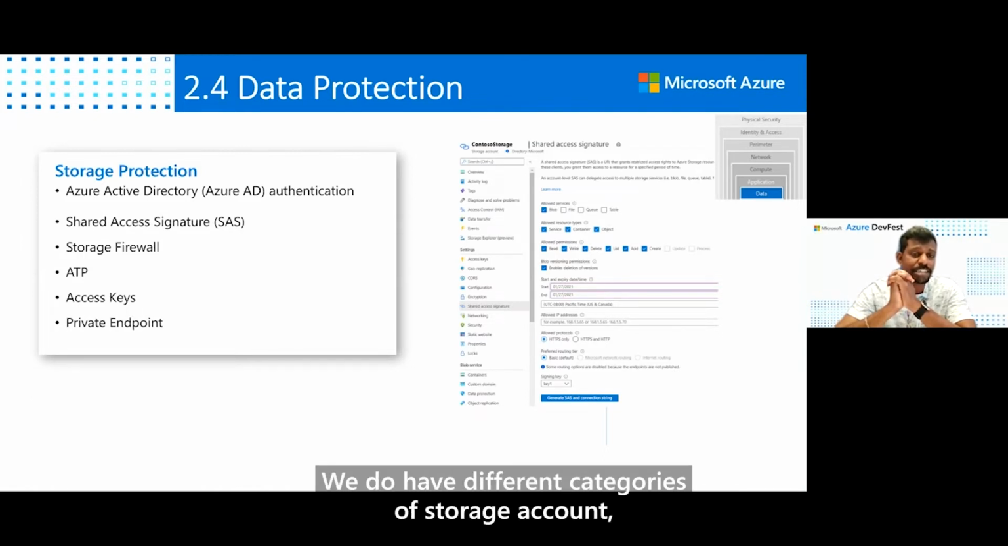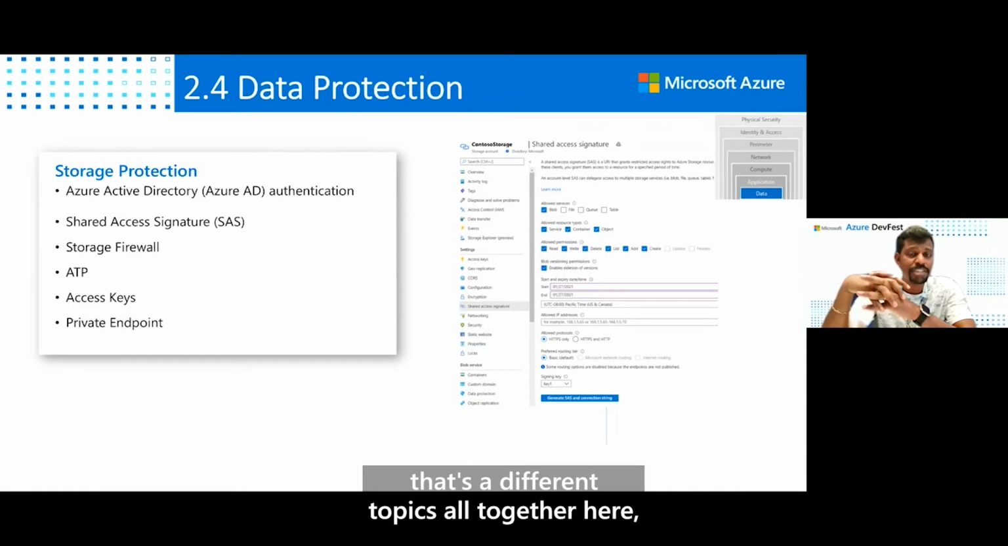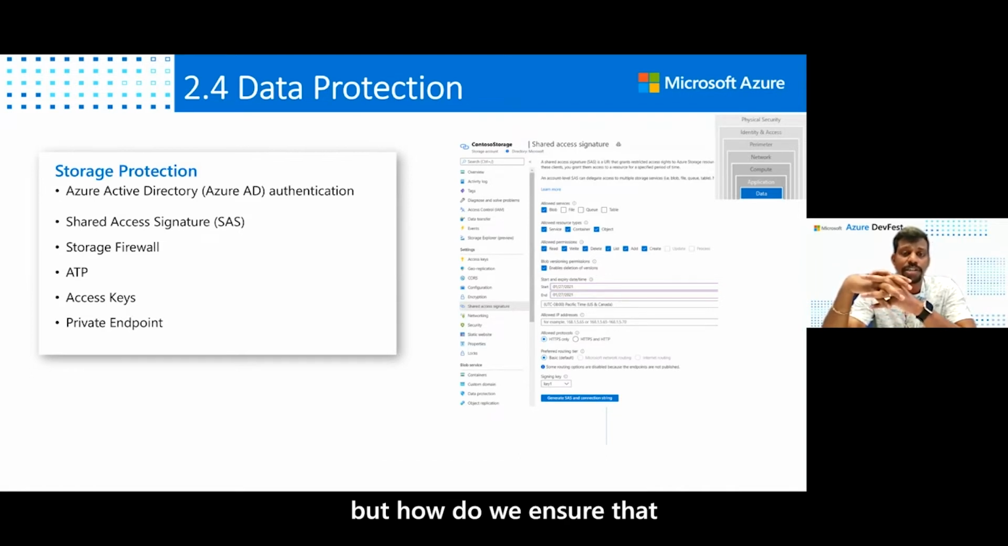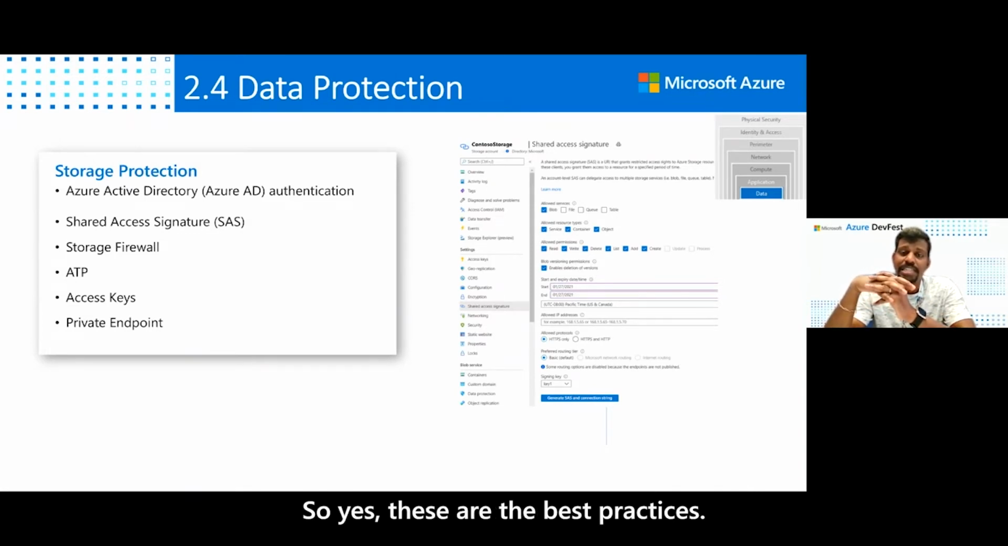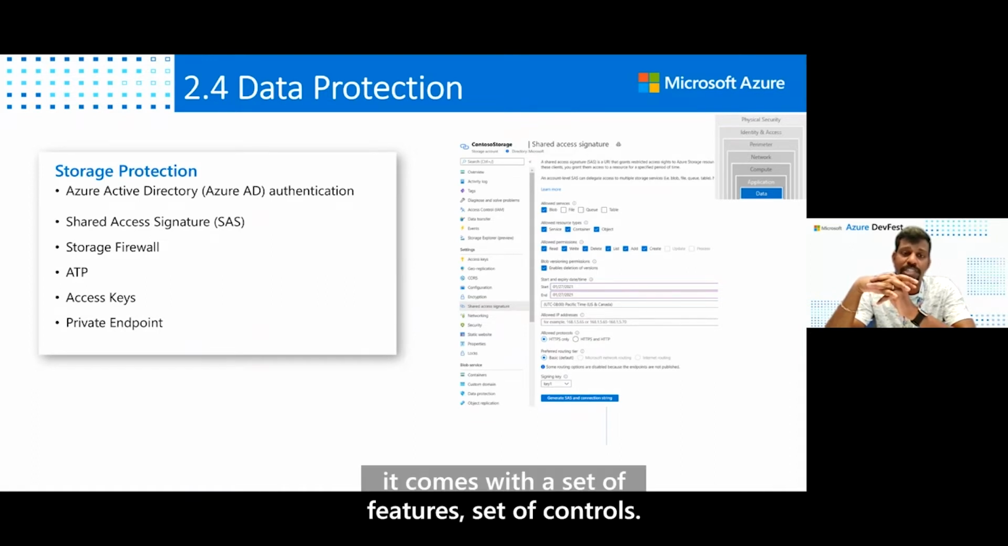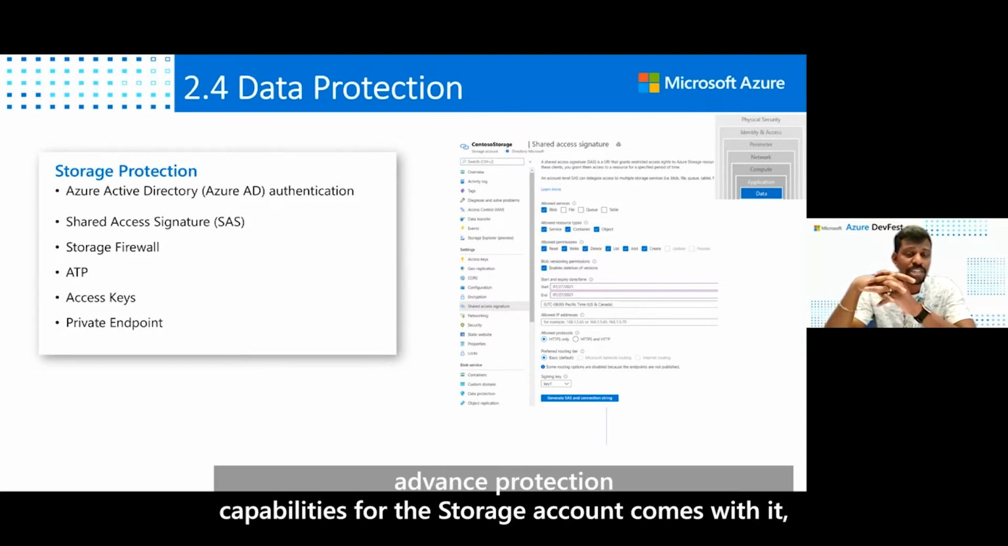Of course, we have different categories of storage accounts and different SKUs, but that's a different topic altogether. Here, how do we ensure that the information I store in my storage accounts is well protected? These are the best practices we follow. The storage account by default comes with a set of features and controls, and in combination with your security center, by going with Azure Defender for the storage account, that gives you all sorts of advanced threat protection capabilities.